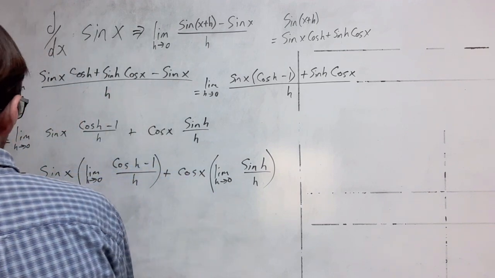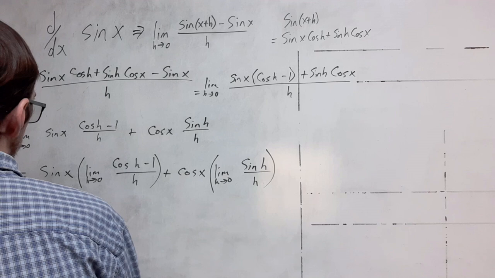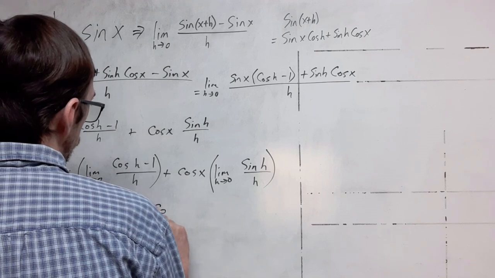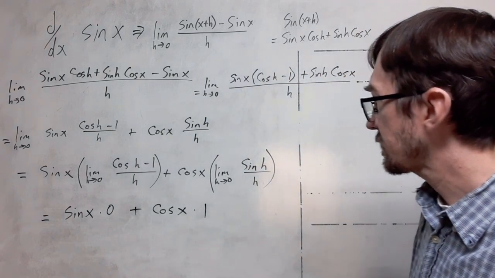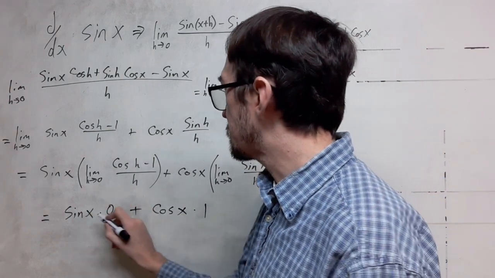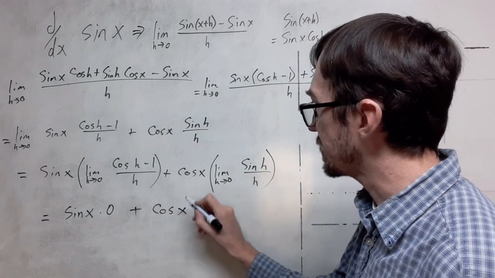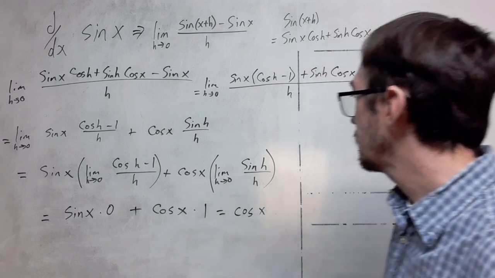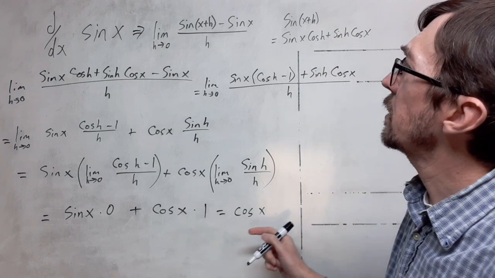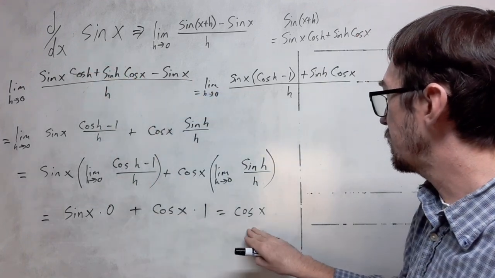So using those lemmas or theorems, we're going to say that this is sine x times 0 plus the cosine of x times 1. So this product will be 0 plus the cosine of x times 1, which will just give us back the cosine of x. And some of you have probably already memorized that the derivative of sine is cosine.